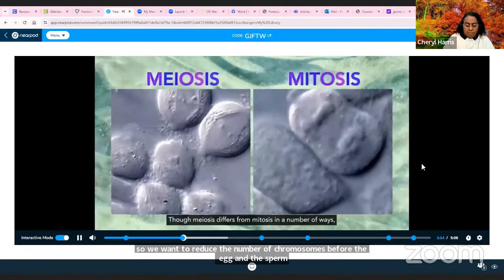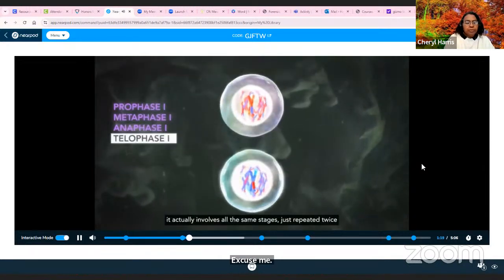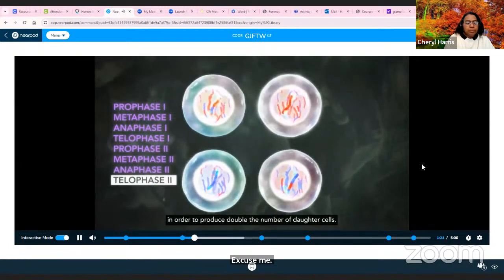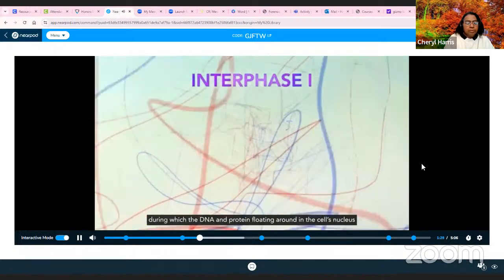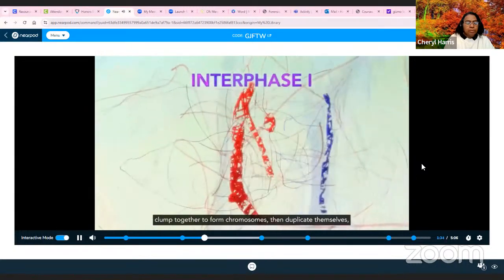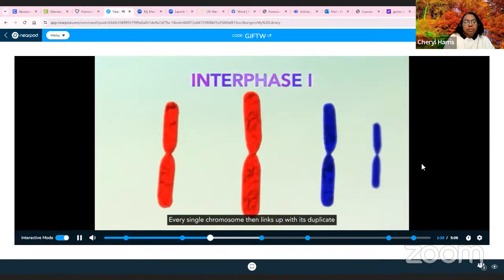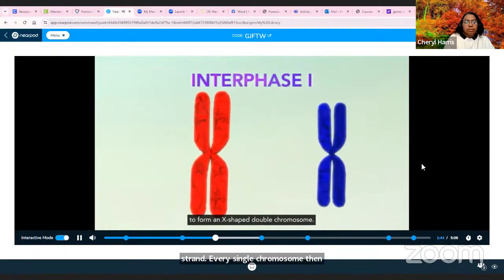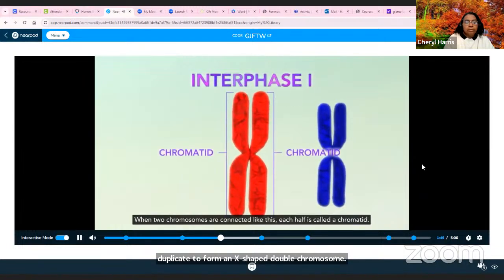Though meiosis differs from mitosis in a number of ways, it actually involves all the same stages, just repeated twice, in order to produce double the number of daughter cells. But before we get started, we have to go through interphase 1, during which the DNA and protein floating around in the cell's nucleus clump together to form chromosomes, then duplicate themselves, creating 2 copies of each strand. Every single chromosome then links up with its duplicate to form an X-shaped double chromosome. When 2 chromosomes are connected like this, each half is called a chromatid.